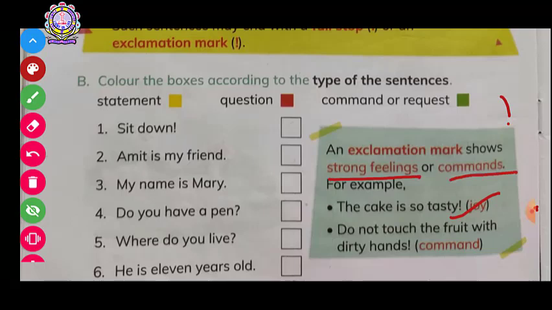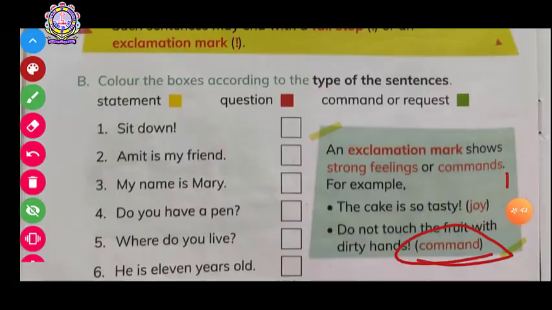Look, the cake is very tasty. So this is the joy. It's giving a strong feeling that the cake is really very tasty, so an exclamatory mark is there. Do not touch the fruit with dirty hands. Now this is the command. Do not touch the fruit with the dirty hands. So this is your exclamatory mark, isn't it? So this is your command.